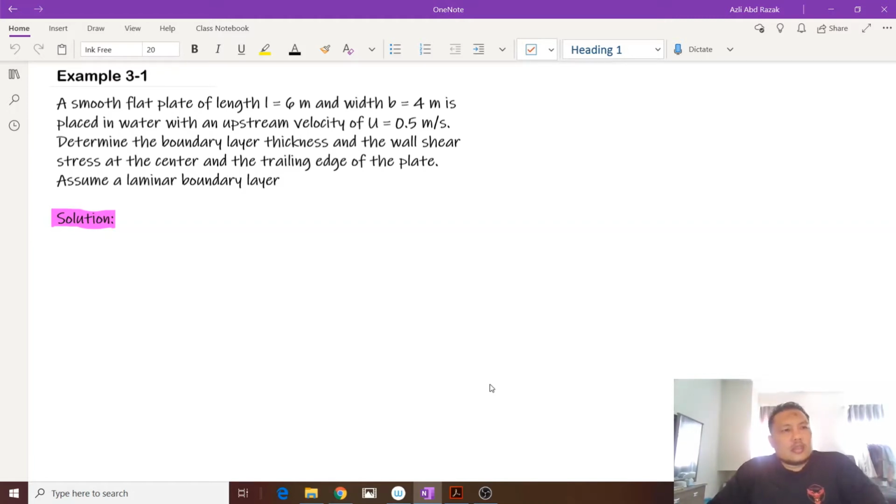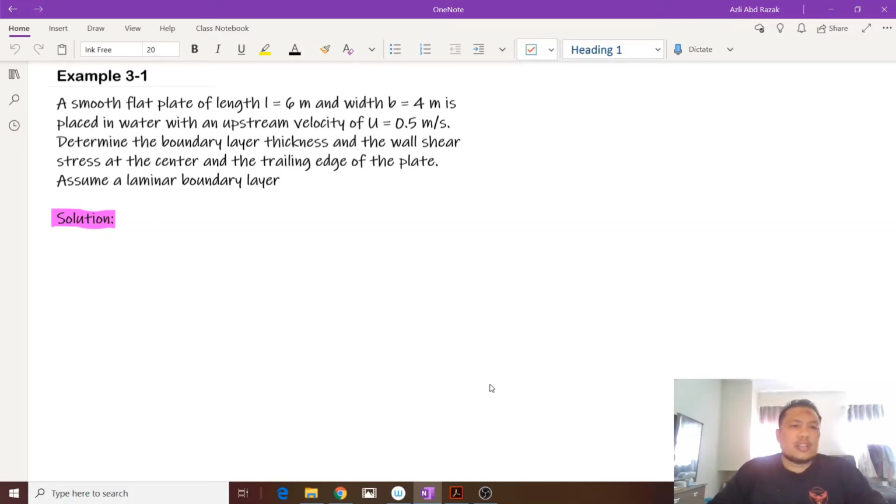Today I discuss an example for the boundary layer. This is example 3.1. In this example, the question given to us is a smooth flat plate of length L equal to 6 meter and width B equal to 4 meter, placed in water with an upstream velocity of 0.5 meter per second. Determine the boundary layer thickness and the wall shear stress at the center and the trailing edge of the plate.